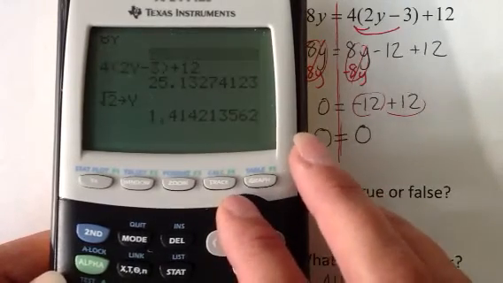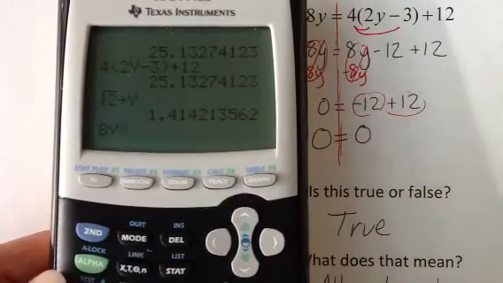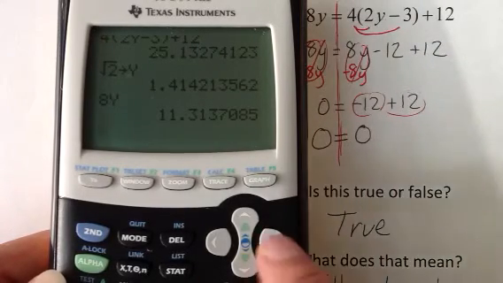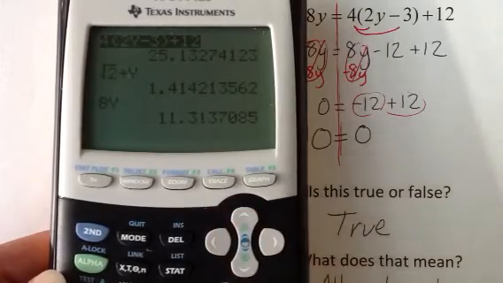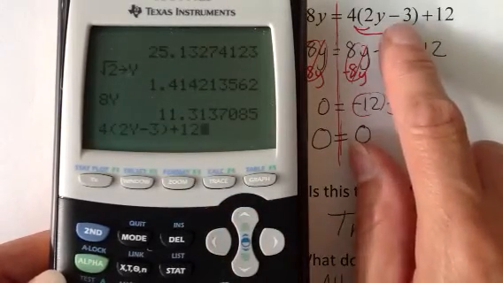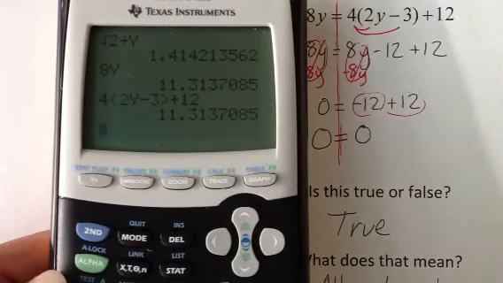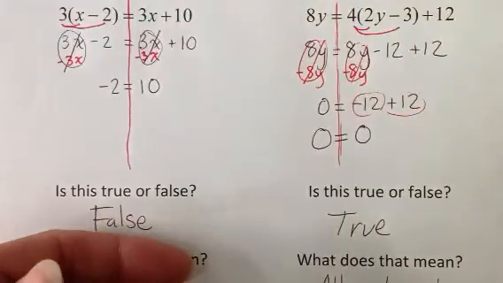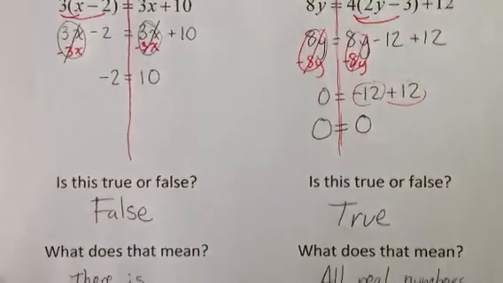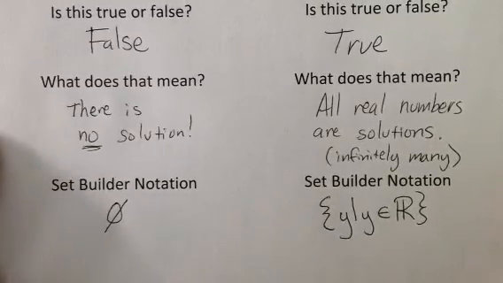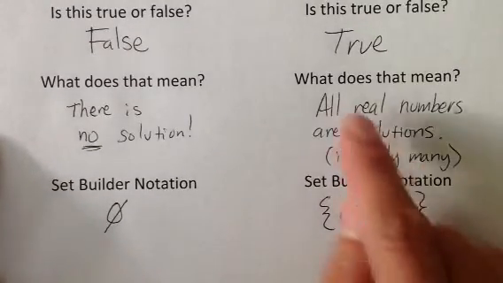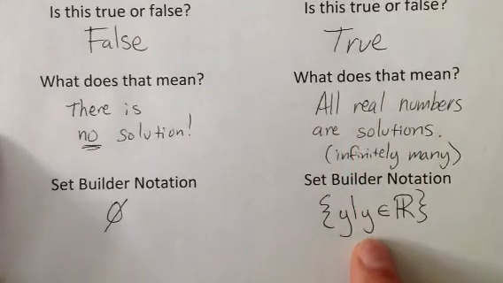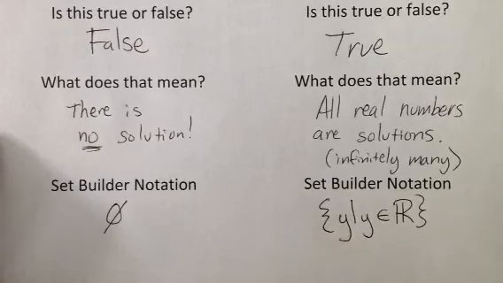So I'm going to be lazy and come up here and get my 8y from the left. The left side gives me 11.31370, and so on. And then let's pull up what the right side was. Again, they're equivalent. So it doesn't matter what value I put in for my variable, the two sides are always going to be equal. And that means that my solutions are infinitely many solutions. All real numbers are my solutions. And that's what it looks like in set builder notation.